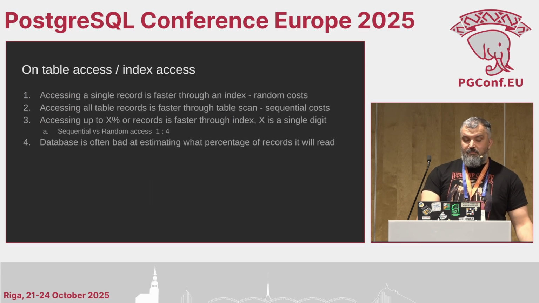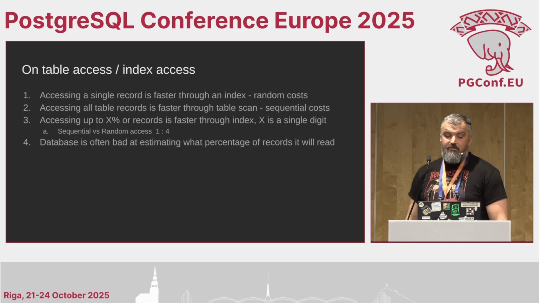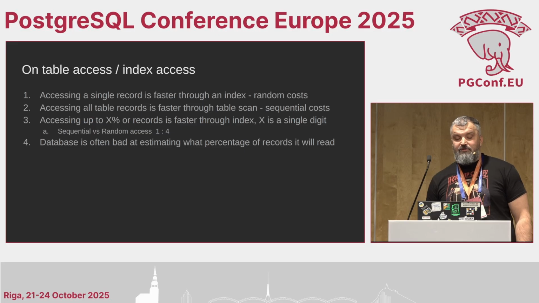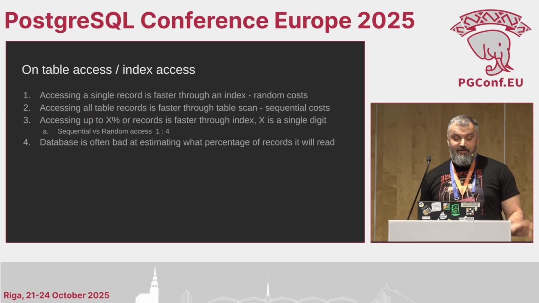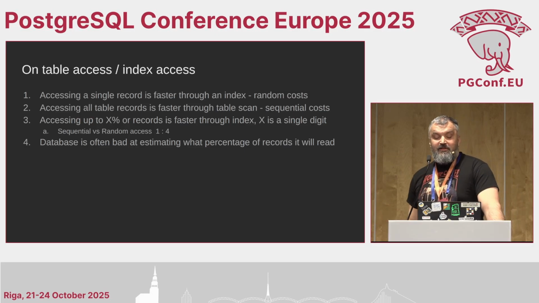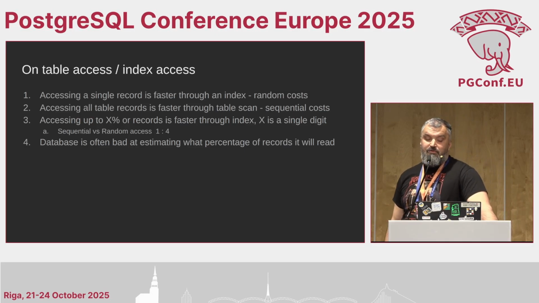So this is the basic idea. And from that, obviously it follows that if you want to access a single record, then it's definitely faster through index. I mean, 99.99% of cases. And accessing all table records is faster through table scan because it's cheaper. And then obviously somewhere in the middle, there's this perfect balance.